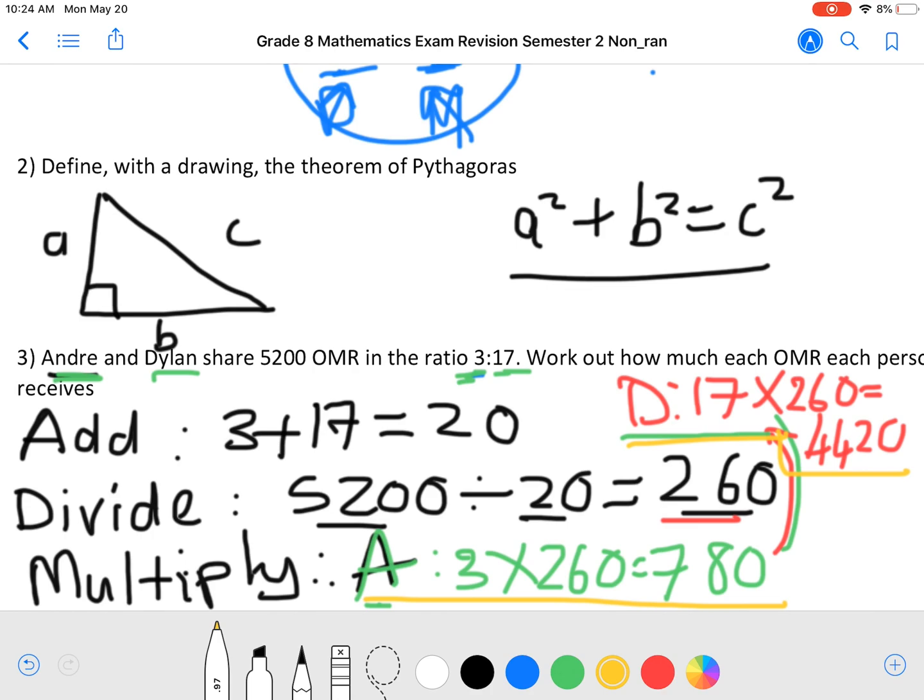And the question says work out how much Omani rials each person receives. So let me just put in OMR, Omani rials here, and for Mr. Dylan, Omani rials.